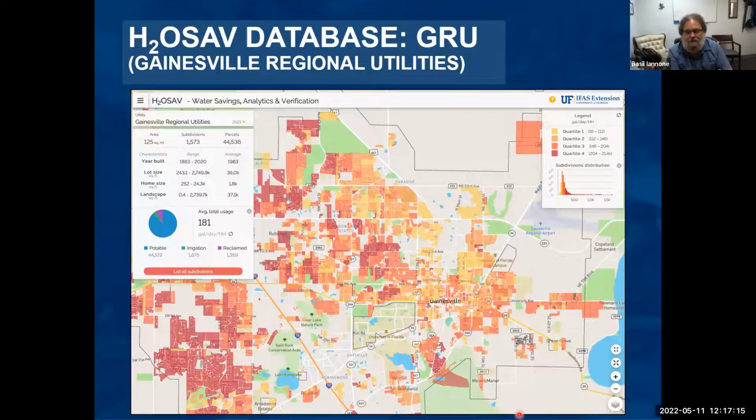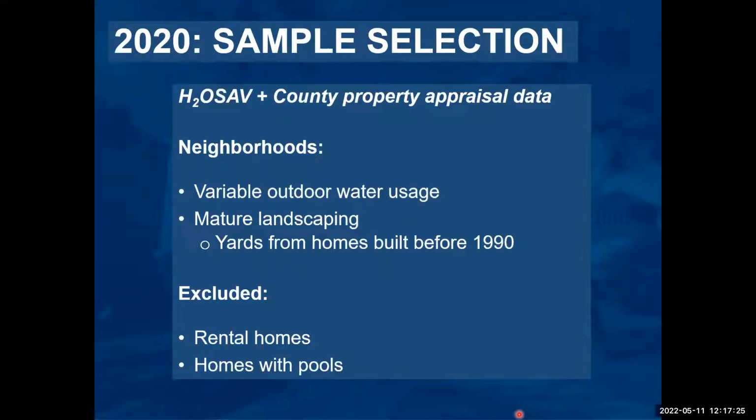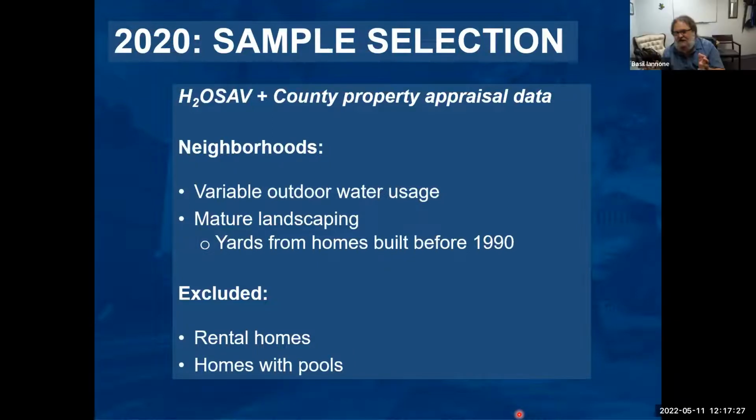Using this data, we targeted neighborhoods in Gainesville that had variable outdoor water usage. We thought this was a good initial indicator of variation in the intensity with which people manage their yards. If they're irrigating more, they might be managing the yards more intensively.